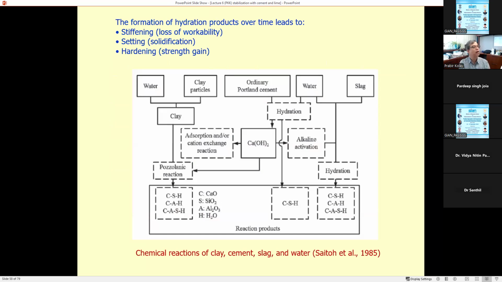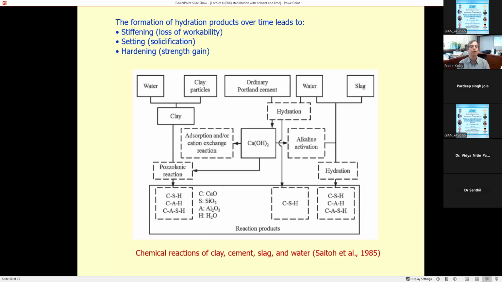So these are some guidelines: formation of hydration products over time. Obviously the stiffness is going to increase; setting, solidification, hardening is strength gain. So what is happening in the clay particles and water if we add ordinary Portland cement or slag? The pozzolanic reaction takes place, hydration takes place, alkali activation takes place, and the final products you see here are calcium silicate hydrate, calcium aluminate hydrate, or CASH, calcium aluminate silicate hydrate. These are a few things forming. Also here in hydration products, calcium silicate hydrate. So these are the reaction products formed.